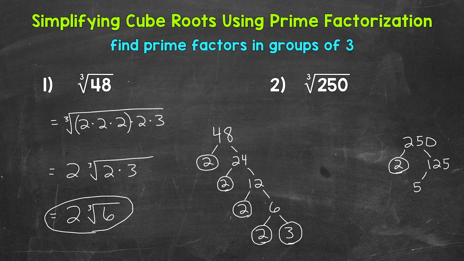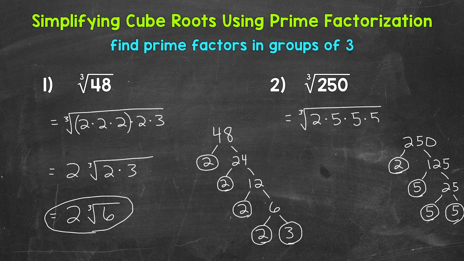Let's use the factors of 5 and 25. 5 is prime, so this is done, but 25, we can break down. Let's use the factors of 5 and 5. 5 is prime, so we are done. That's the prime factorization of 250. So we can rewrite the cube root of 250 as 2 times 5 times 5 times 5. Now we need to look for any prime factors in a group of 3. Well, we have 3 fives right here, so we have a group of 3 fives. That represents a perfect cube that we can pull out. 5 times 5 times 5 equals 125, and the cube root of 125 is 5.